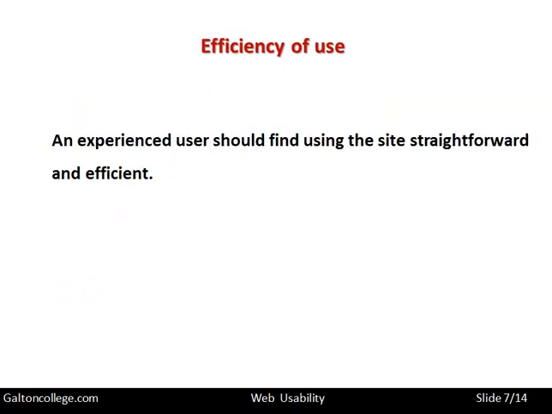Efficiency of use. Well, an experienced user should find using the site straightforward and efficient. So it should be efficient. The information should be organized in an efficient manner. A link says what the page will contain. Click the link and the page arrives, and it does exactly what it says. It contains the information that was promised when the link was pressed. So the site should be an efficient piece of coding. It should deliver the information efficiently.